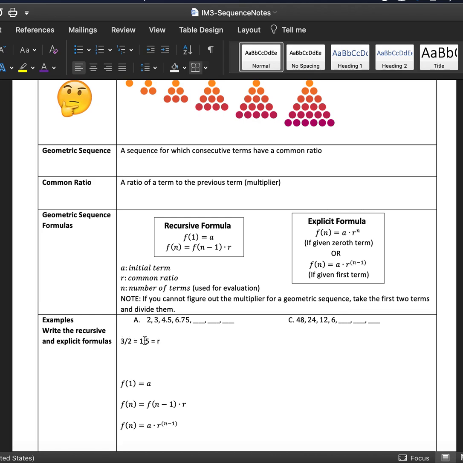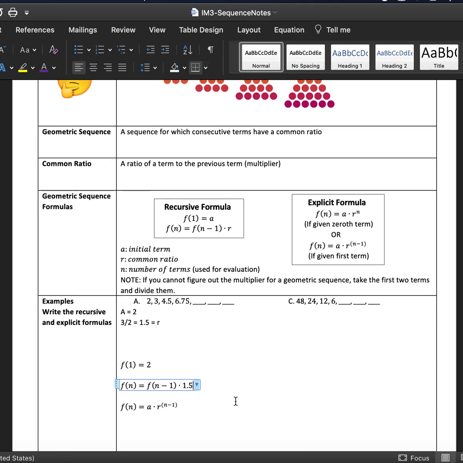Okay, and so we know our A is equal to 2 here, and our ratio is here, and that works every single time. Not really sure what's happening with the formatting of mine, but our first term is 2, okay, and our common ratio here is 1.5, okay, so that would be our recursive formula.